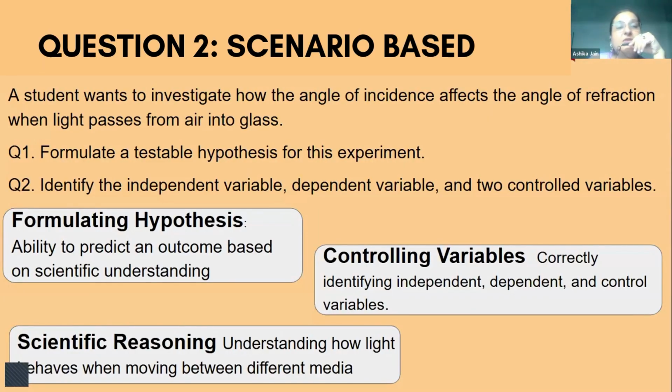Format of the question is, a student wants to investigate how the angle of incidence affects the angle of refraction when light passes from air into glass. Based on this, question number 1, formulate a testable hypothesis for this experiment. Second, identify the independent variable, dependent variable, and two controlled variables. So here we are assessing formulating hypothesis, controlling variables, and scientific reasoning of the student.